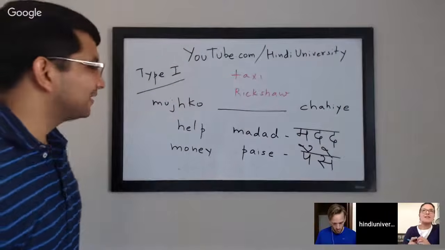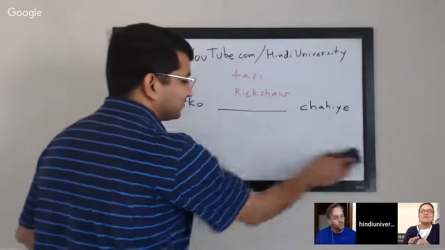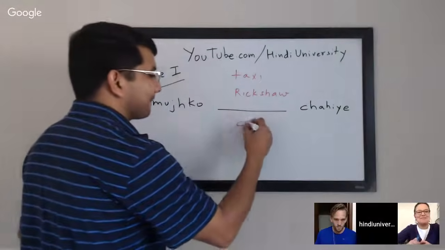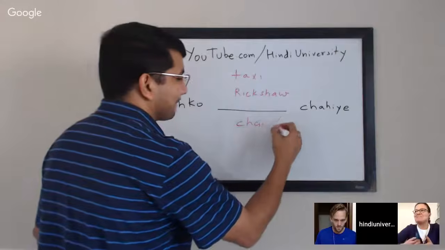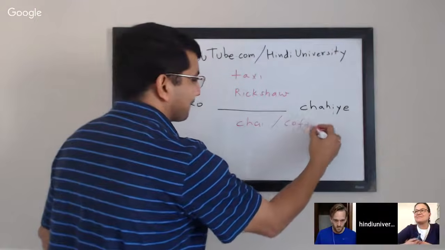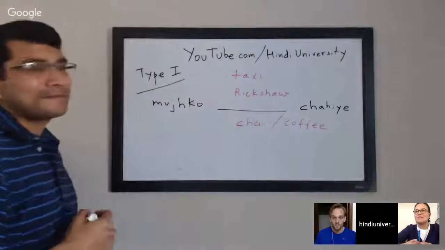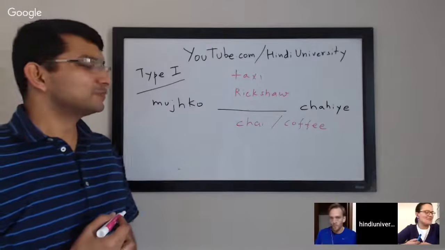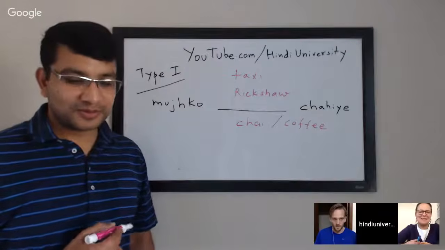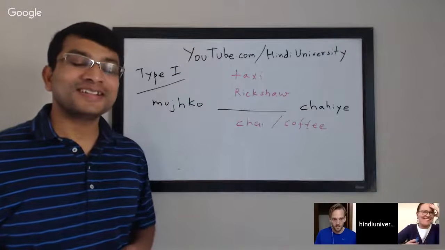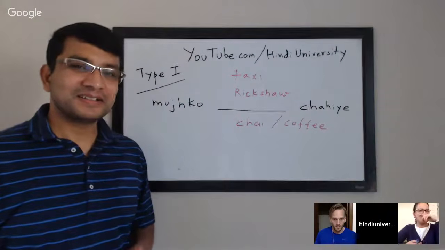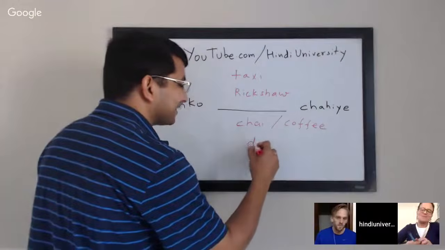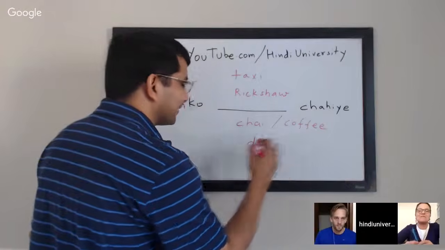मुझको चाय चाहिए. Okay, मुझको चाय चाहिए. कॉफी चाहिए. मुझको... How do you say medicines? I don't remember. What? Medicines. Medicine. Oh, very good. दवाई. Alright, दवाई. मुझको दवाई चाहिए. Okay, very good.